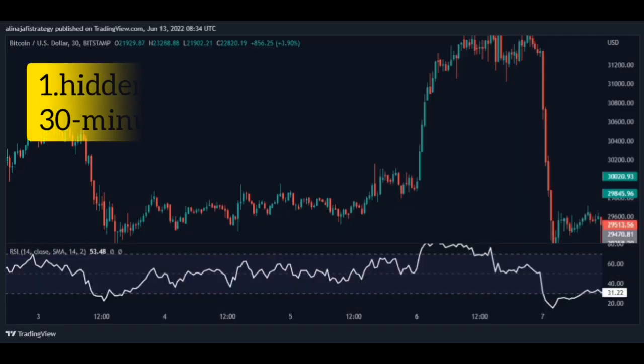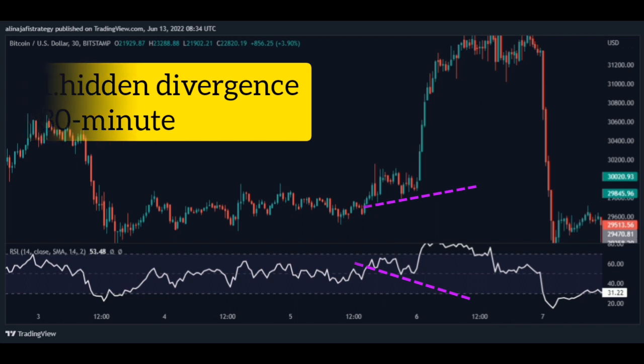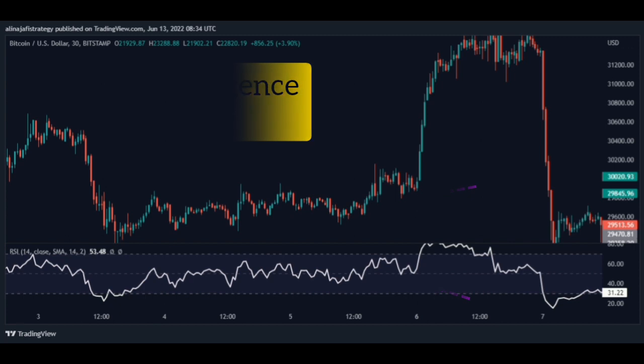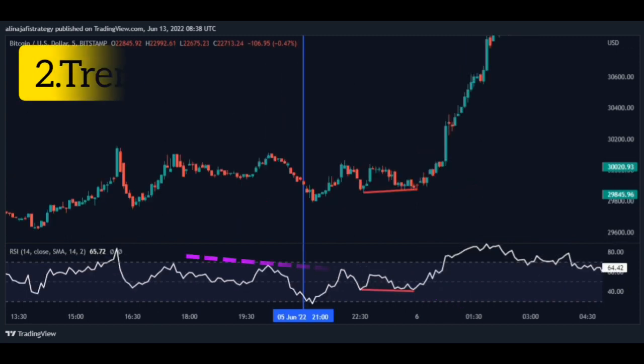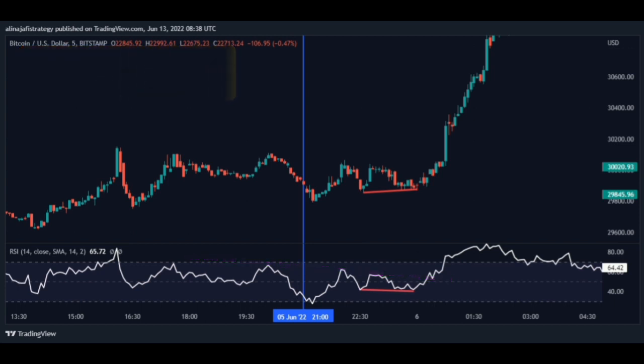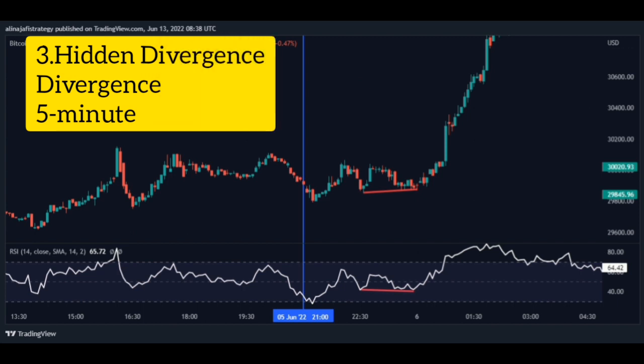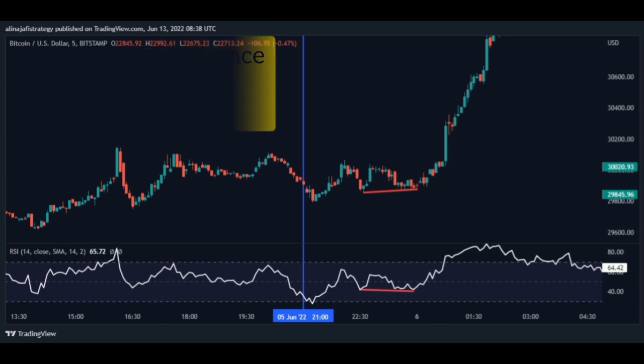Now to buy. Step 1. First, let's see a hidden divergence in the 30-minute time frame. Note that the valley price is higher than the previous valley, but in the indicator the valley is lower than the previous valley. Step 2. We draw a trend line in RSI. This trend line should have at least 2 collisions with RSI. Step 3. Create a divergence or a hidden divergence. This should be done in 5 minutes to increase the workforce.